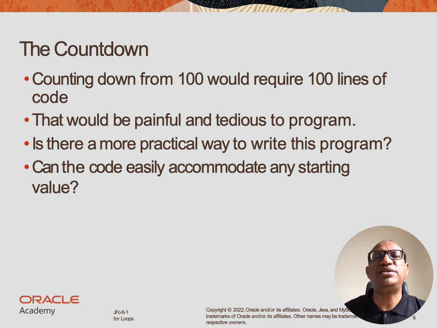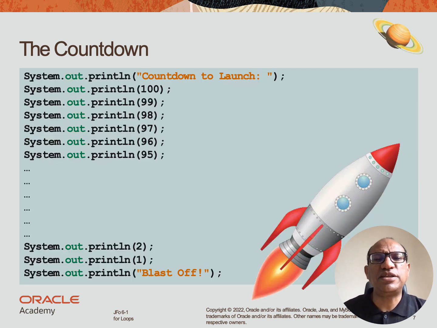Now imagine counting down from 100 or 1000. That's not only painful to write, it's a nightmare to update. What we need is a smarter, repeatable way to handle this. Here's a peek at what it would look like to count from 100. It's basically the same line of code repeated forever. It screams, please automate me.